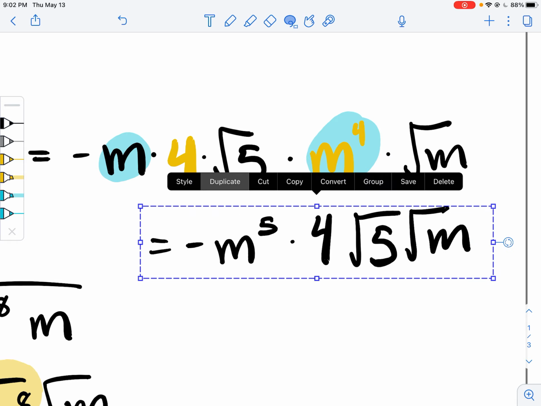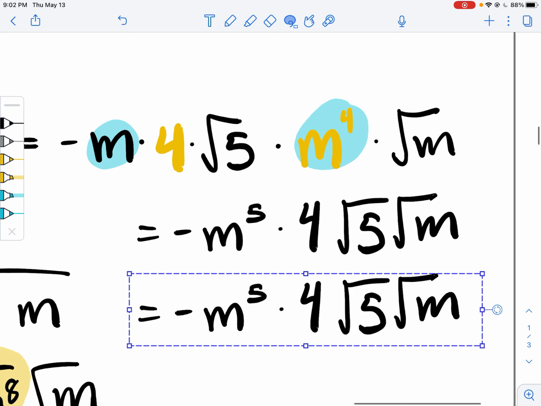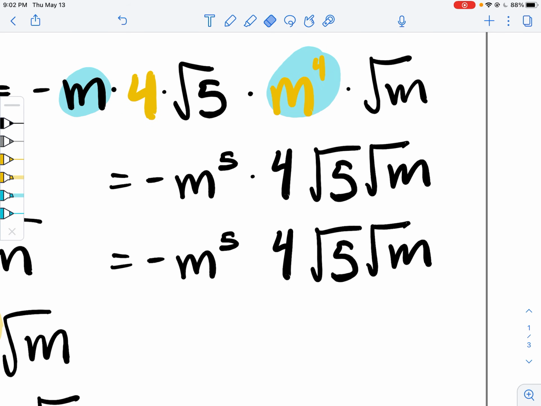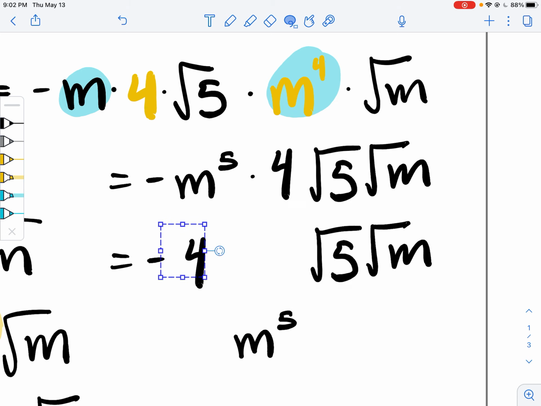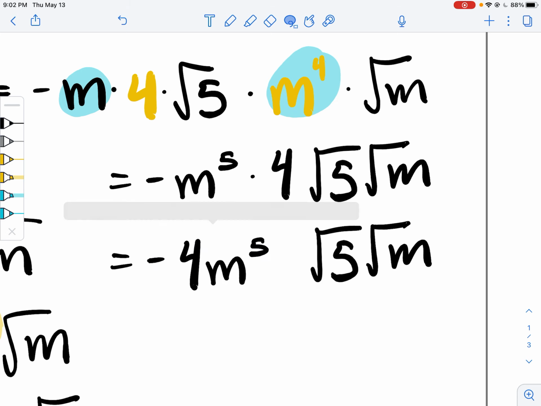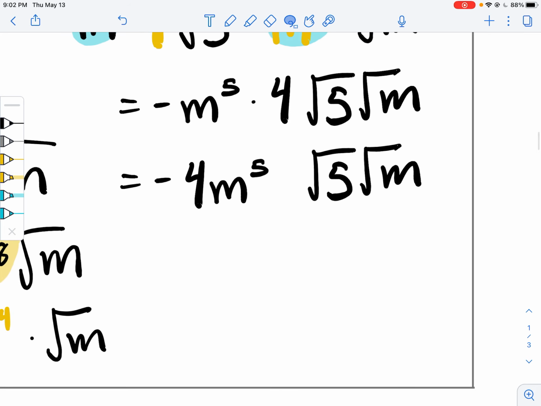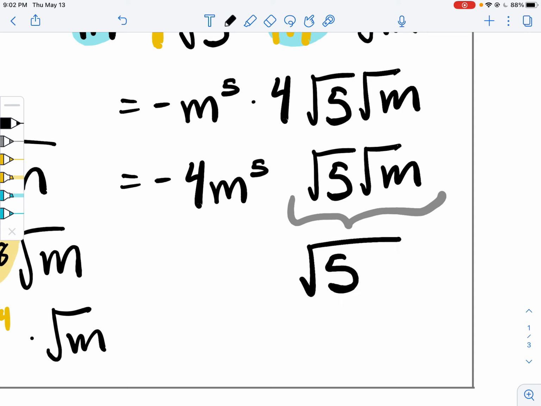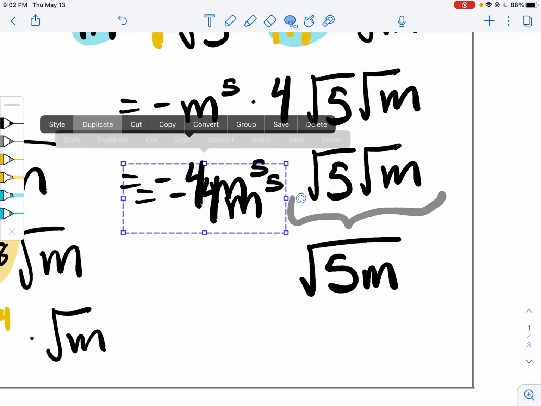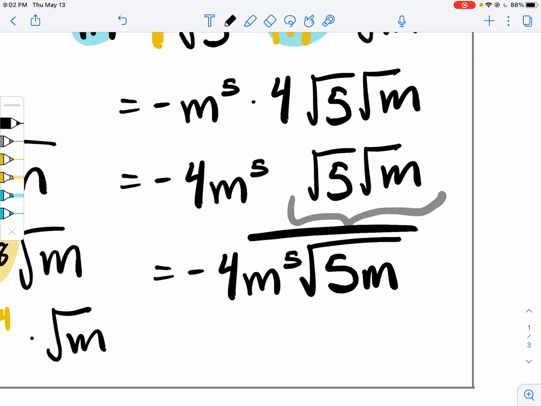We're one step away from simplifying this. First, I'm going to do just a little bit of rearranging. I'm going to switch the order of m to the 5th and 4. And then we can actually use our, what did we call it? Multiplication property of square roots backwards. And we're going to combine these two guys back into one square root. They're going to move in together under this little house. Aww. So the square root of 5 times the square root of m is the square root of 5m. And now we are simplified.